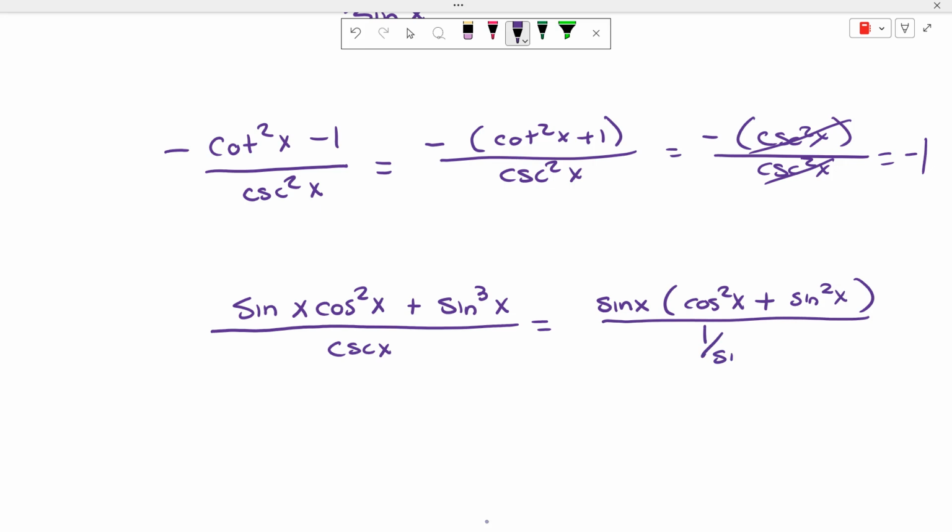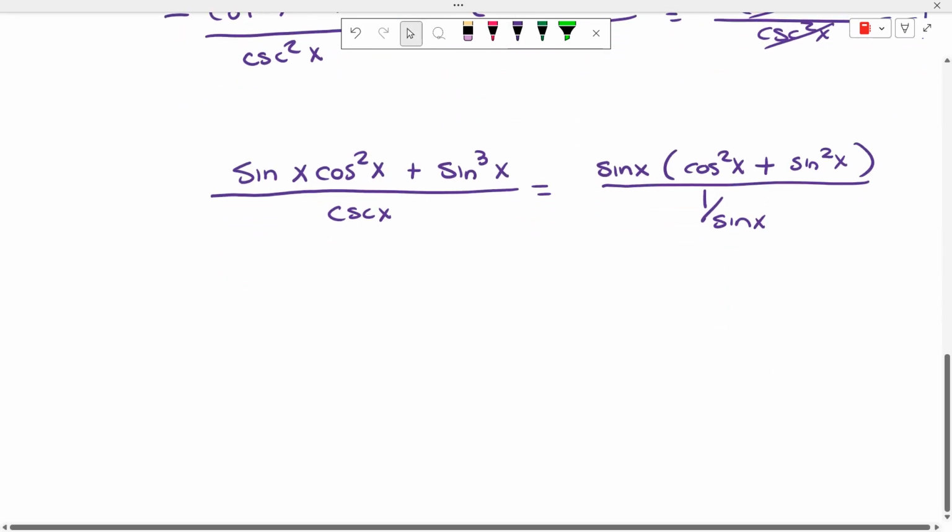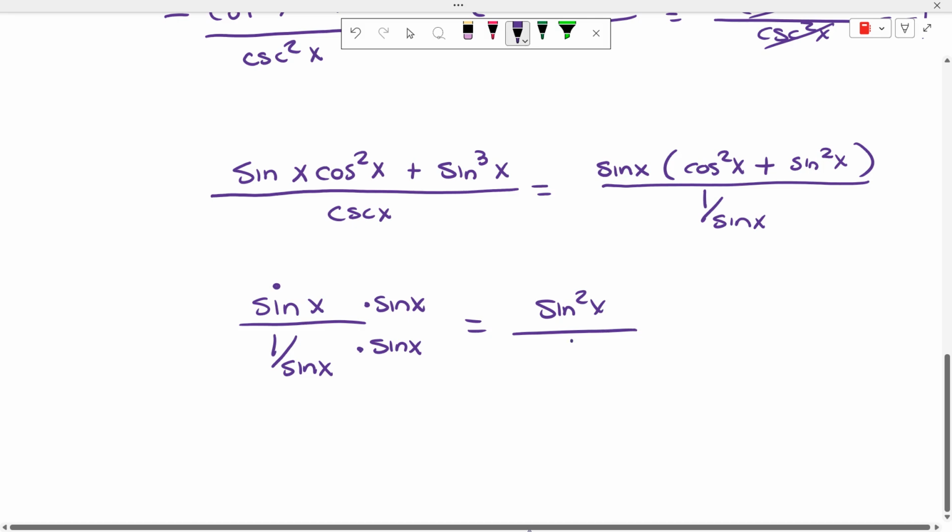And cosecant is 1 over sine of x, correct? What's cosine squared of x plus sine squared of x? 1. What's 1 times anything? Whatever that thing is. So 1 times sine of x is sine of x. So I have sine of x over 1 over sine of x. Now what do I do? Multiply by the denominator of the denominator. So I get sine squared of x over 1, which is just sine squared of x.